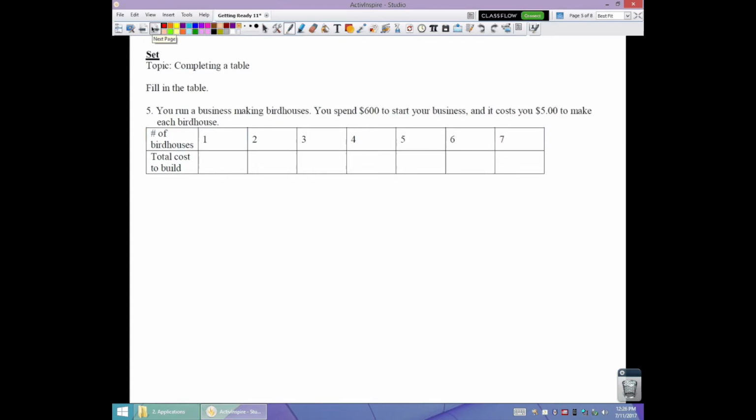Okay, now our tables are actually going to have some kind of meaning. So rather than having the first few filled out for us and we figure out the pattern, it is going to be given to us in words. So it says I spend $600 to start my business, and it costs me $5 to make each birdhouse. So if I make one birdhouse, what was my total cost to build? Now, it's not $5. I spent $5 on that birdhouse, but I already spent $600 to start my business. So I spent $605. If I build another birdhouse, it costs another $5. Now it's $610. Third one is another $5, $615.